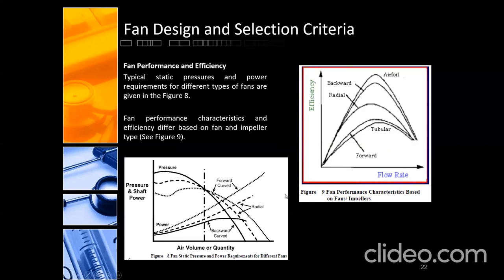Yun ang curve niya. So, fan performance characteristic and impeller differ based on fan and impeller type. See figure 9. Fan performance characteristic based on fan's impeller. So, yan. Flow rate and efficiency. Yun ang mga graph niya. Okay? So, na-visualize yun na.